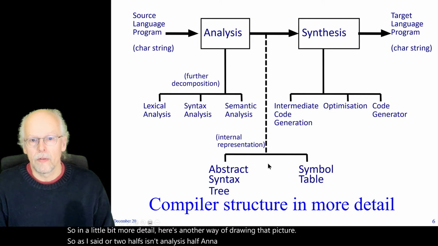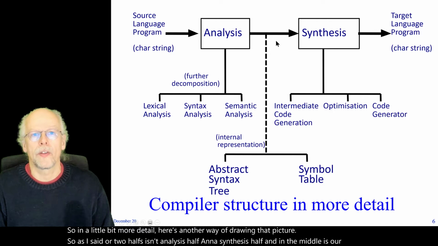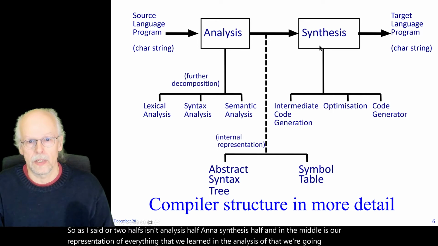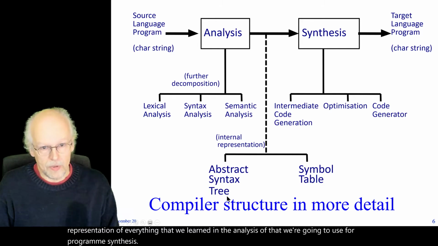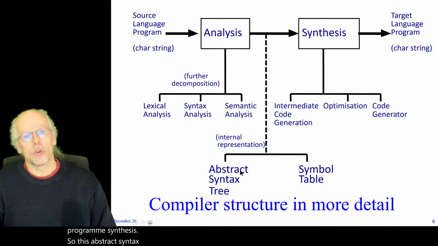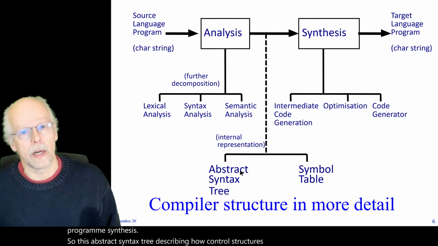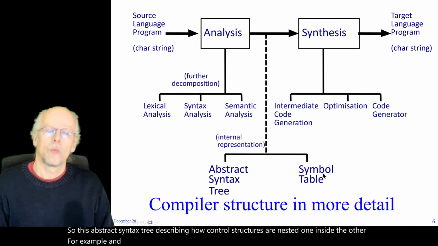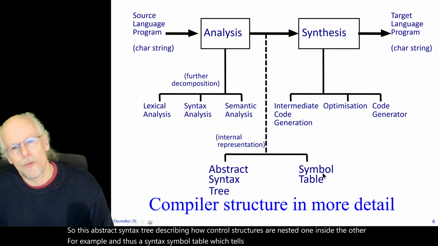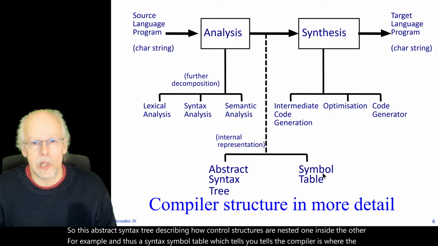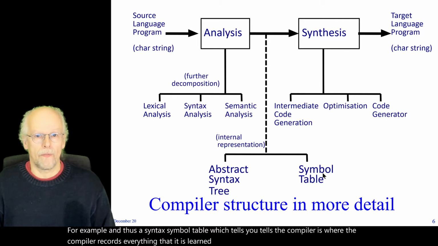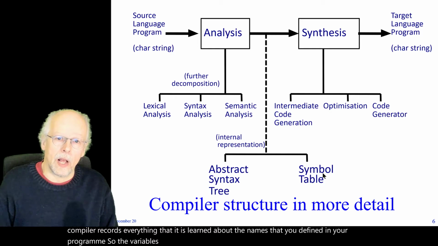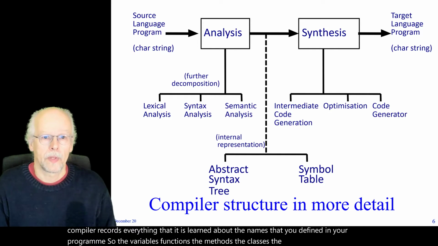And in the middle is our representation of everything that we learned in the analysis half that we're going to use for program synthesis. There's an abstract syntax tree describing how control structures are nested one inside the other, for example. And there's a symbol table, where the compiler records everything that it has learned about the names that you defined in your program: the variables, the functions, the methods, the classes, the objects, and so on.